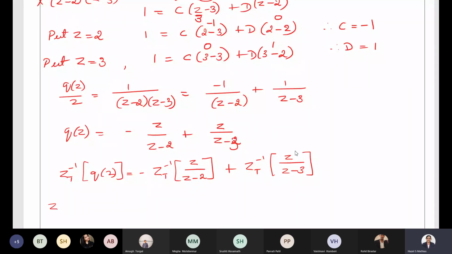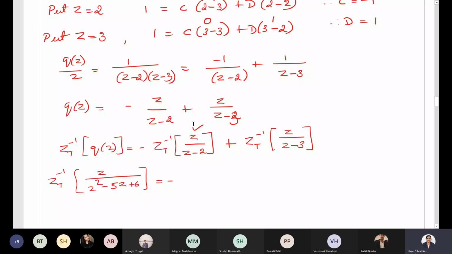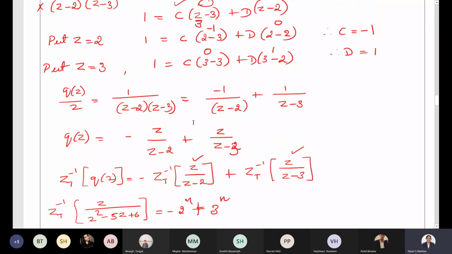Now tell me, what is the inverse z transform of z divided by z square minus 5z plus 6? That is equal to, what is the inverse z transform of z by z minus 2? It is 2 power n. Similarly over here, what is the inverse z transform of this? It is 3 power n. So now we have found out these things.